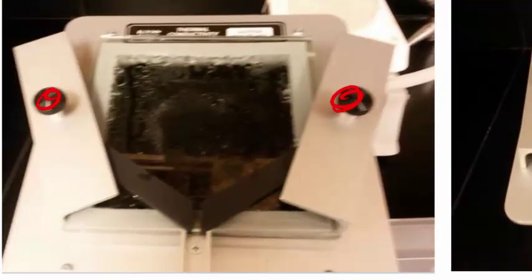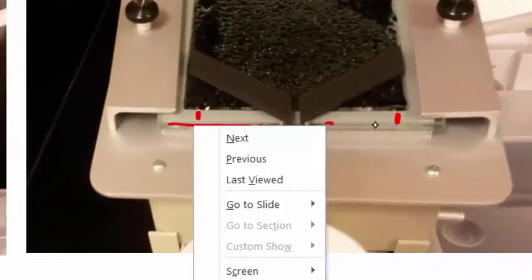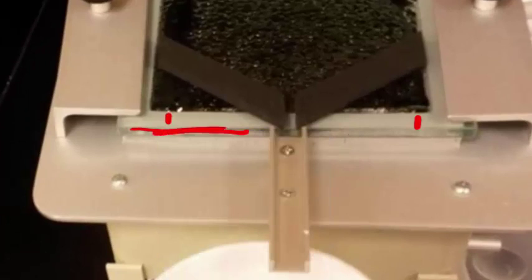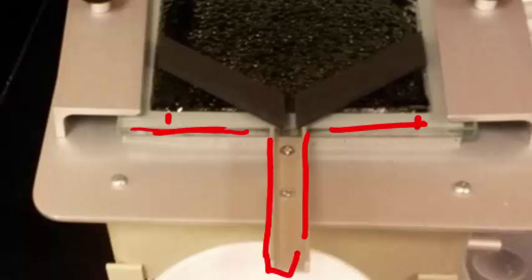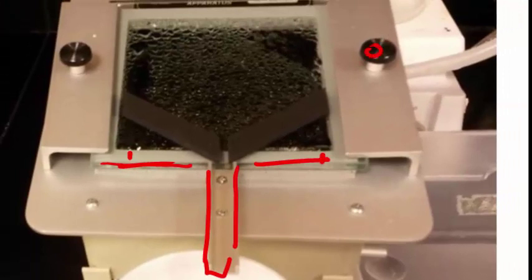And you're going to take care, once it's mounted, that the glass plate, this edge right here, is flush against the water channel. And this right here is the water channel. You want to make sure that the water leaks out. And then you're going to be tightening these thumb screws down here to keep it securely in place.